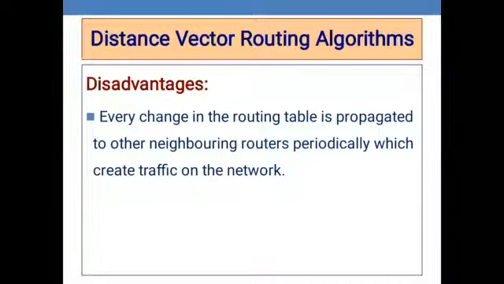Next, every change in the routing table is propagated to neighboring routers periodically, which creates traffic on the network. Every time, periodically, we need to update the data. If any routers fail sometimes, any loss of data may occur. To avoid all those cases, the routing table data is updated periodically to the neighboring nodes, meaning it is continuously updating the data. That is also one of the disadvantages of the distance vector routing algorithm.